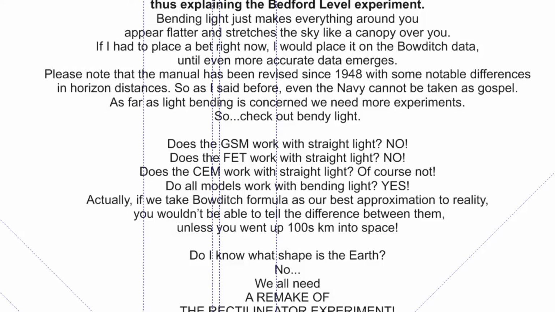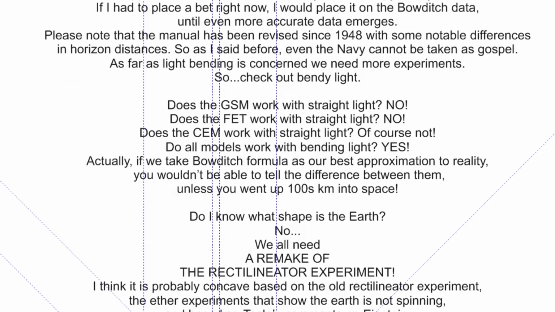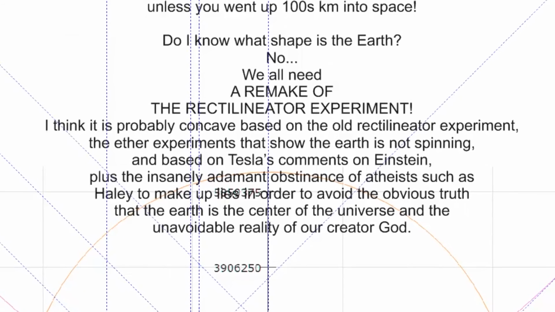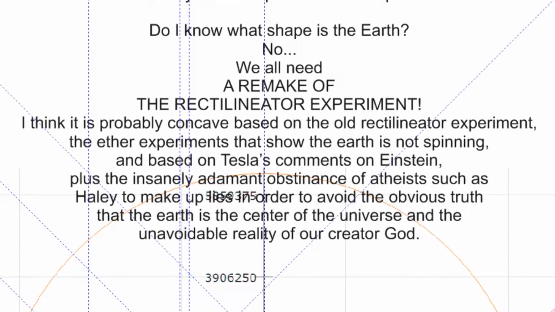Do I know what shape the Earth is? No. We all need a remake of the rectilinear experiment, which is actually taking place now. I think the Earth is probably concave, and I base my opinion on the old rectilinear experiment, the ether experiments that show the Earth is not spinning, and Tesla's comments on Einstein, plus the insanely adamant obstinance of atheists such as Haley to make up lies in order to avoid the obvious truth that the Earth is the center of the universe, as proven by the background microwave radiation satellites sent into space since the 1980s, and to avoid the unavoidable reality of our creator God.